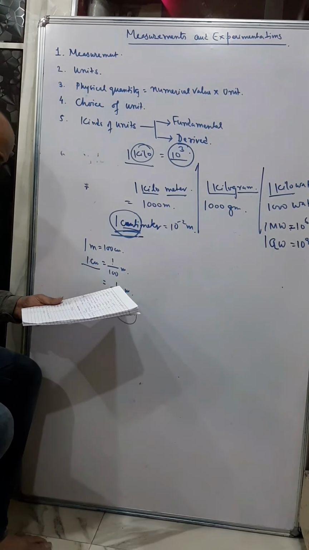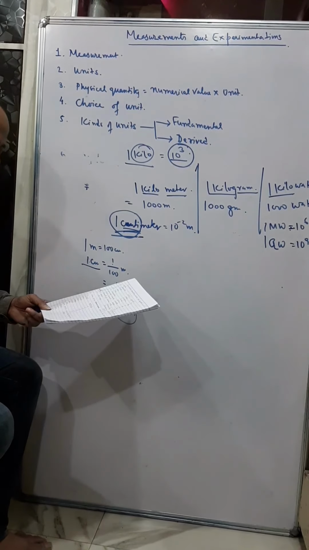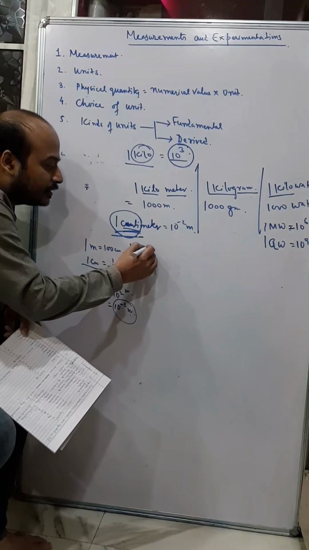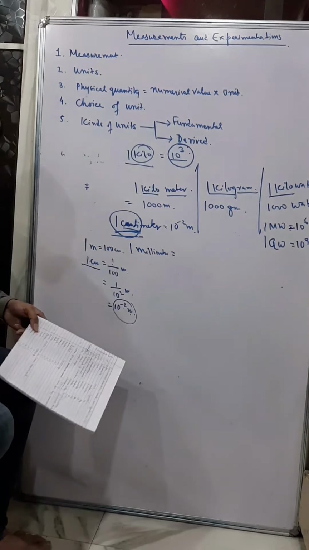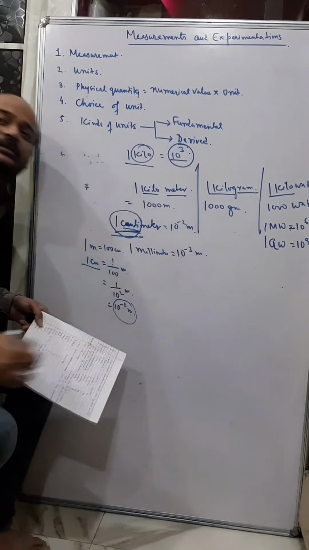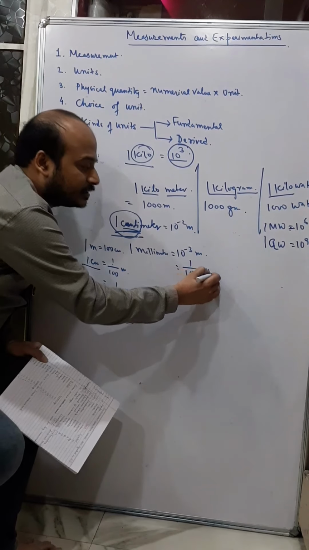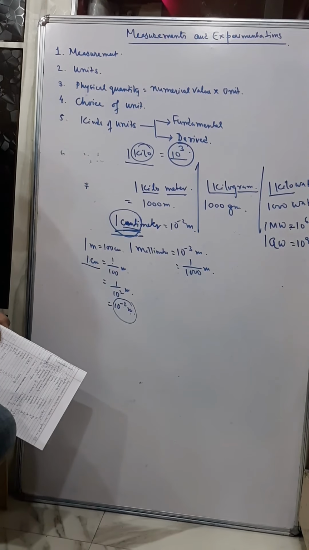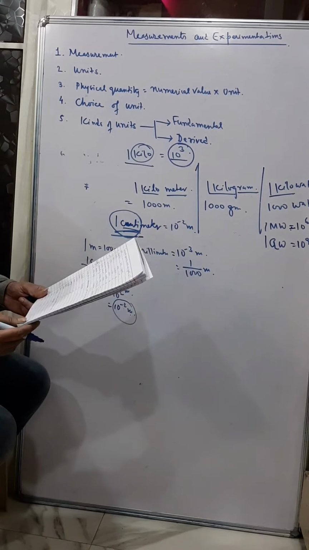Similarly, millimeter. Milli means 10 to the power minus 3. So when I say 1 millimeter, that means 1 millimeter is 10 to the power minus 3 meter. That means 1 by 1000 meter, right?